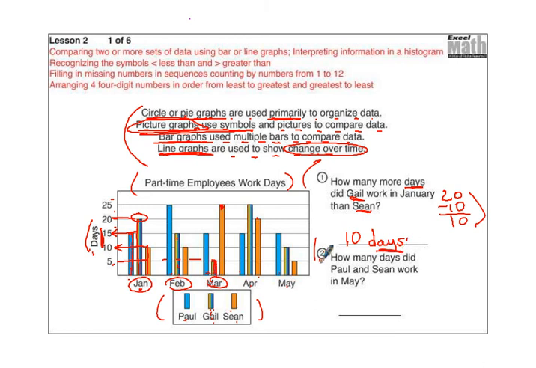I want you to pause the video, do number 2 on your own, turn it back on when you're ready to see the solution. How many days did Paul and Shawn work in May? Here's May, Paul and Shawn. Paul worked 15, right? Shawn worked 5, so you should write 15 plus 5 is 20. 20 days altogether for the 2 of them.